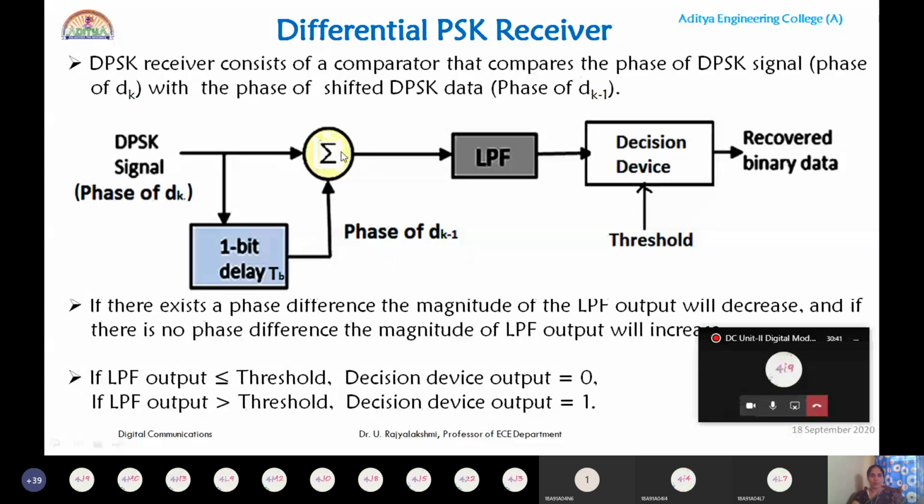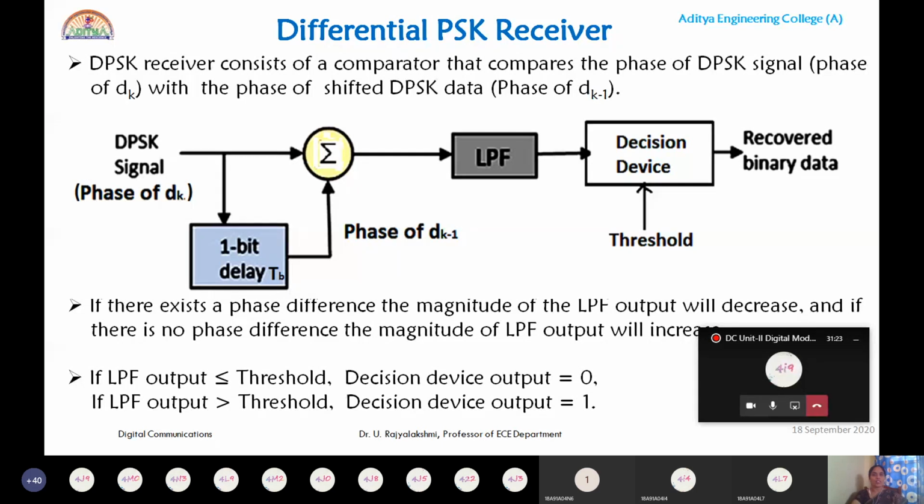In the case of differential PSK receiver, we will have a comparator, which compares the phase of the incoming sequence with the shifted sequence. Okay, the phase will be compared. But in the case of binary phase shift receiver section, we'll have three sections for generation of coherent carrier, namely square law device, followed by bandpass filter, and then followed by the frequency divider. And both are applied to the multiplier. The coherent carrier and the received signal are applied to the multiplier.